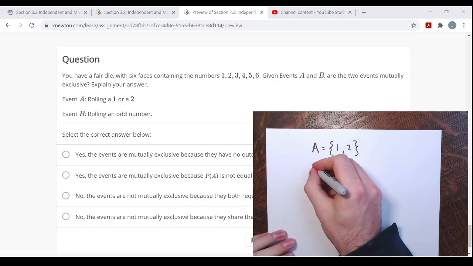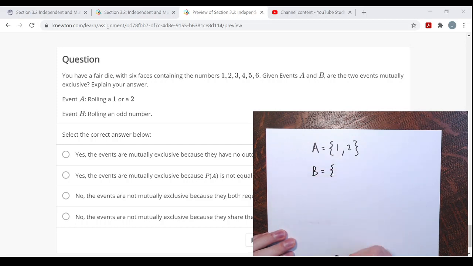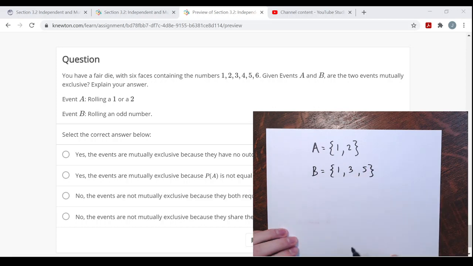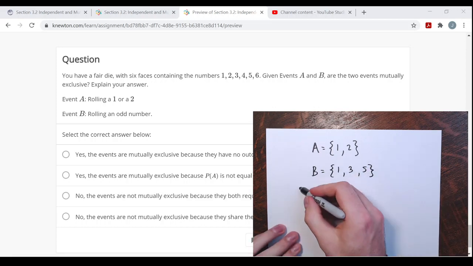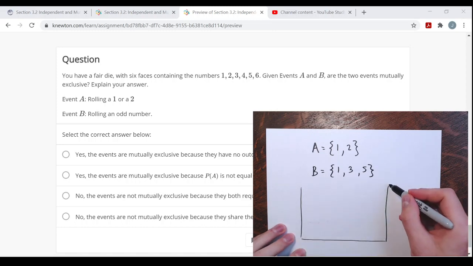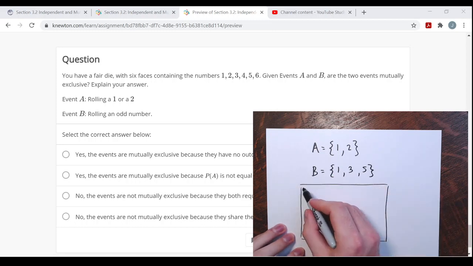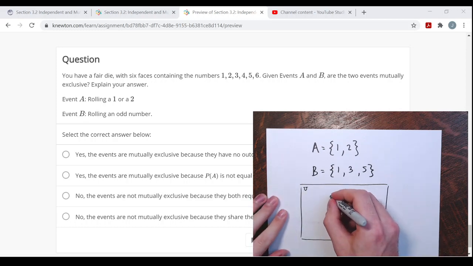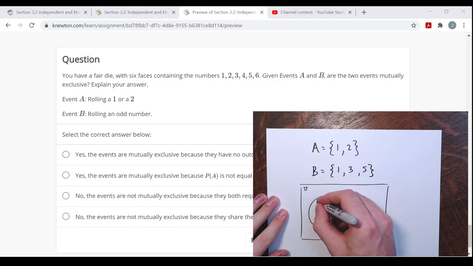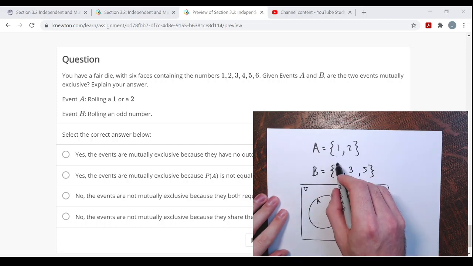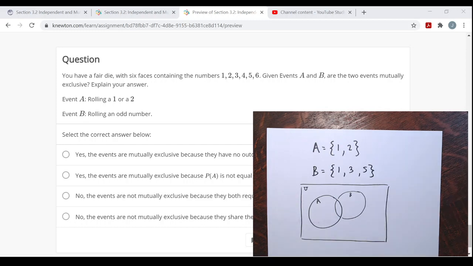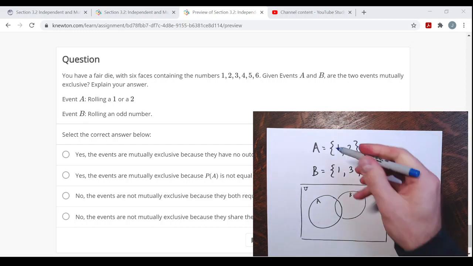And event B is rolling an odd number, so rolling a 1, a 3, or a 5. If I were making a Venn diagram, remember this is the universal set, or the sample space, which represents everything. Then I got a circle representing set A. Do you see they do share something in common? I'll draw a set B, the circle B for event B, and put down where all these outcomes show. Oh, well, there is one in the overlap.